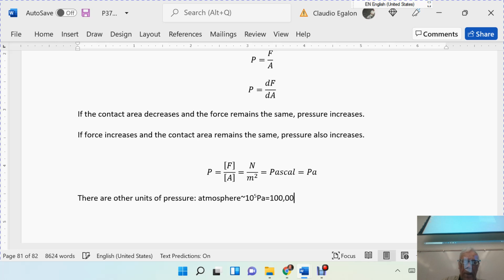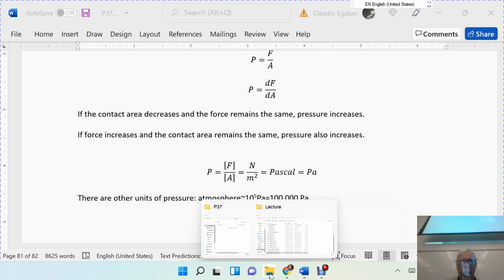So right now here in this room, the pressure that the atmosphere is exerting on us is approximately 100,000 Pascal, a little bit more, but that's a good enough value. Okay, so that's the definition of pressure for the case of a solid object. This idea of pressure can be extended to gases and liquids as well.